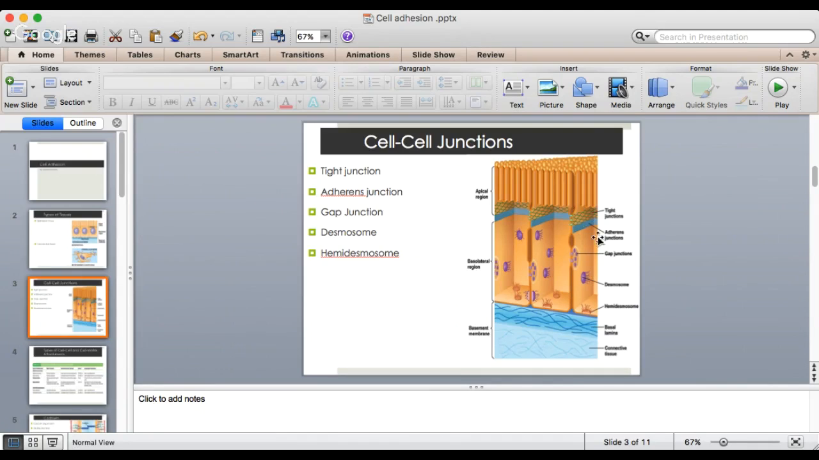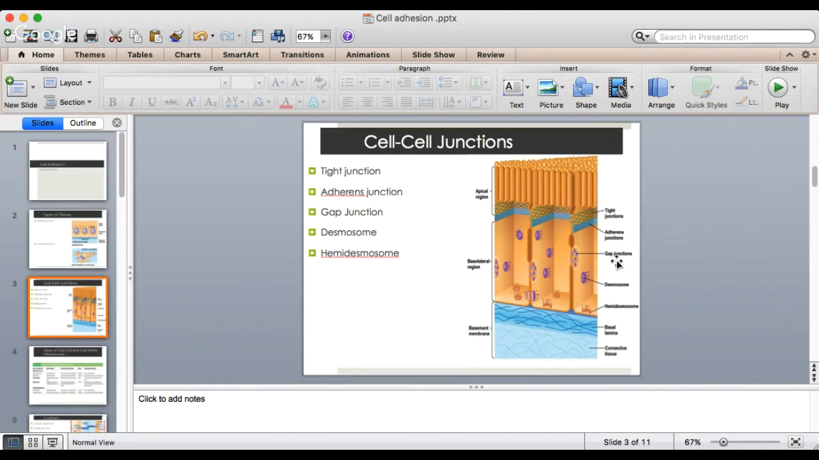So moving on to the adherens junction. The adherens junction is basically one type of adhesive junction. It bonds tightly to other neighboring cells and attaches to the actin, basically the F-actin.